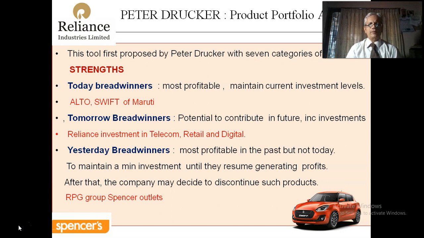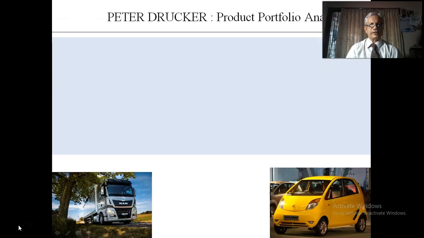One interesting example I want to quote here is the RPG Group's Spencer Outlet. Today is a retailing era, but even in this retailing era, we are not seeing much action in the Spencer Outlet. Probably it doesn't fit into the group's philosophy or whatever, we don't know. So actually, it is under the yesterday's breadwinners category.